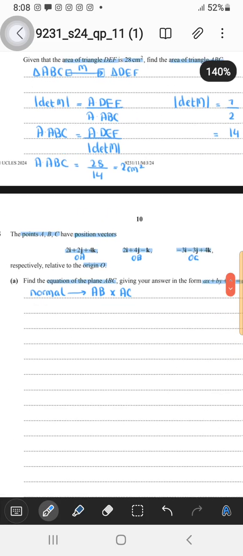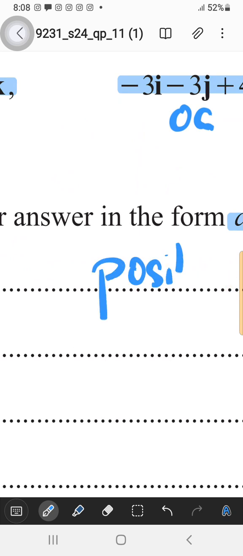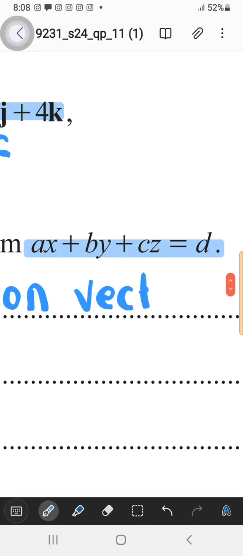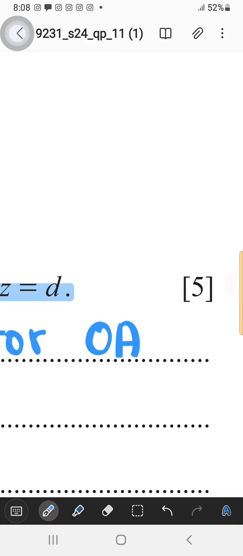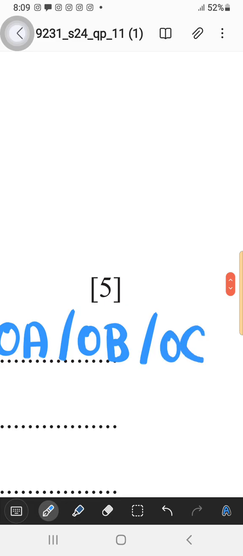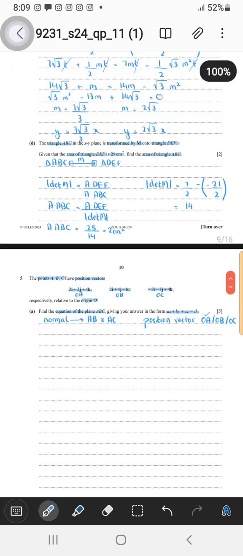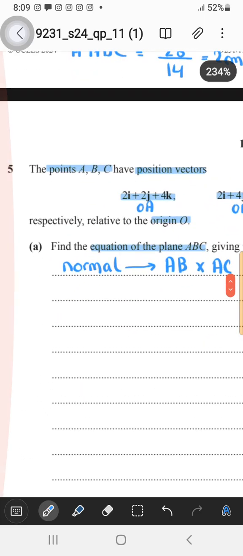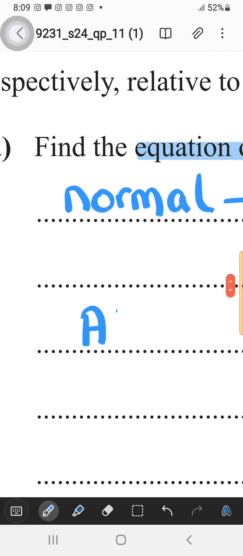Okay, and the second thing which we want is a position vector. And here we have position vector OA, OB, OC. In this solution we will use OA. Okay, now we are moving ahead. First we are going to find out the normal. Okay, so to find out normal we will do AB cross AC. So let's do AB cross AC.